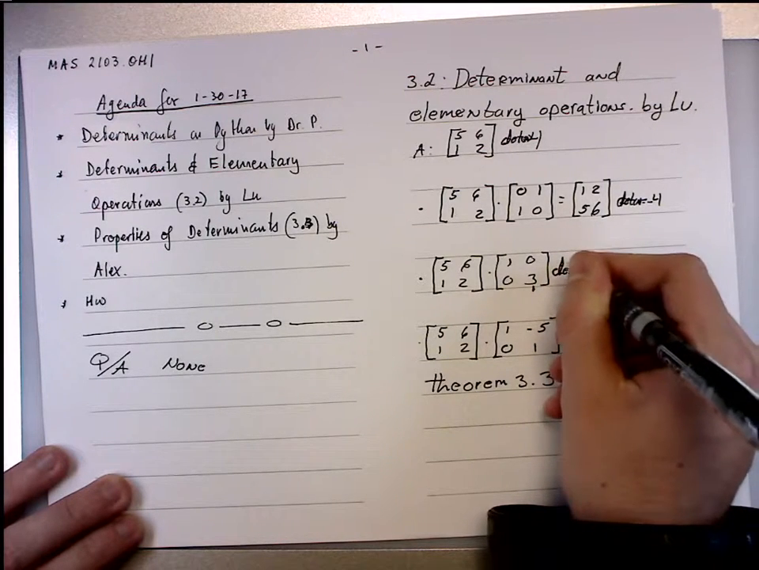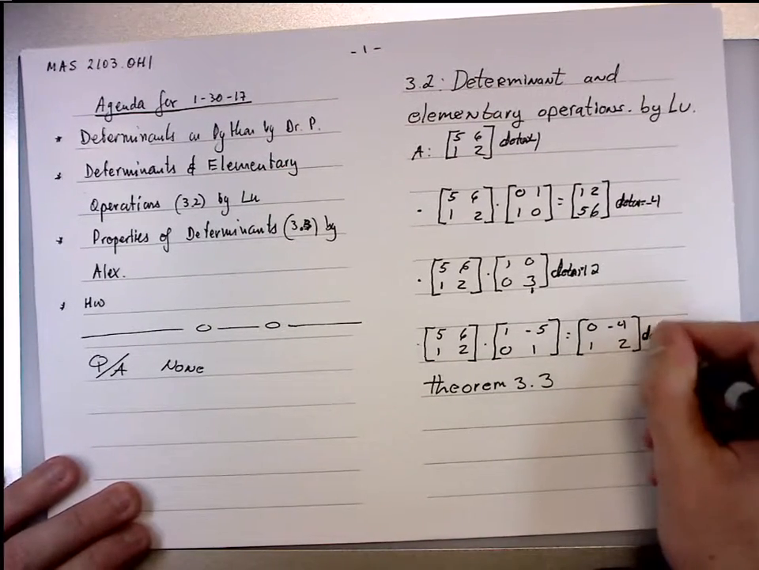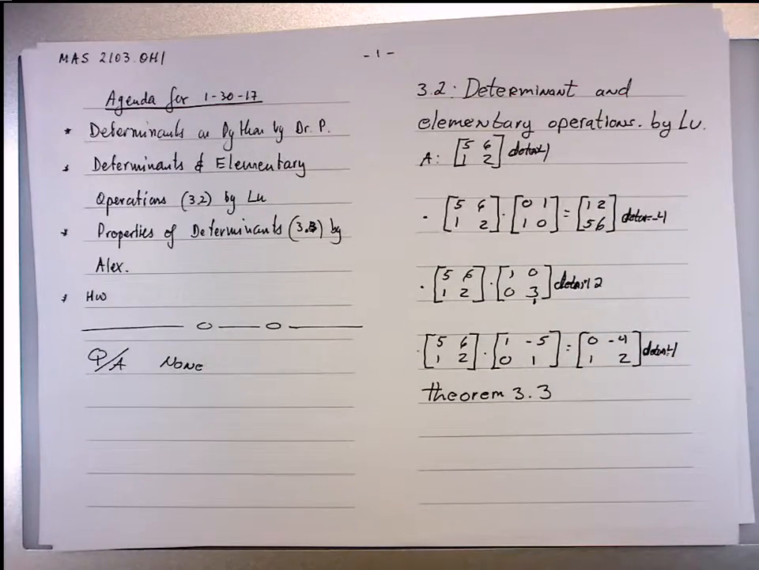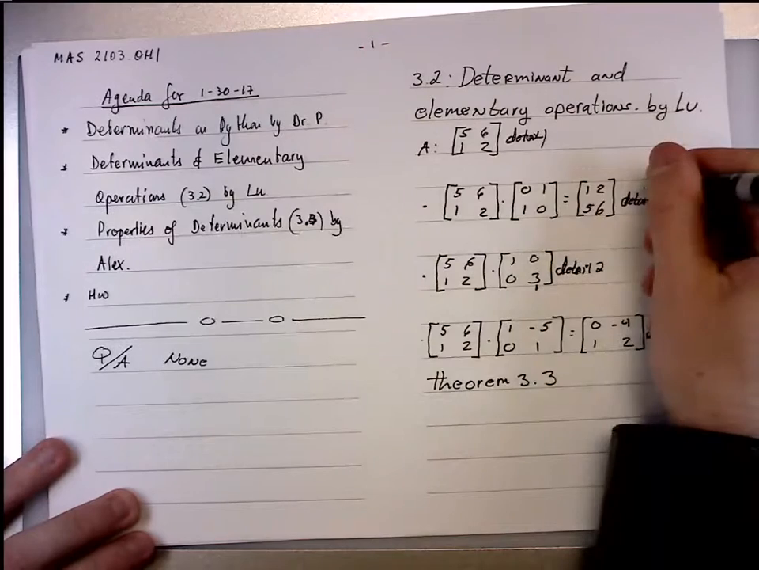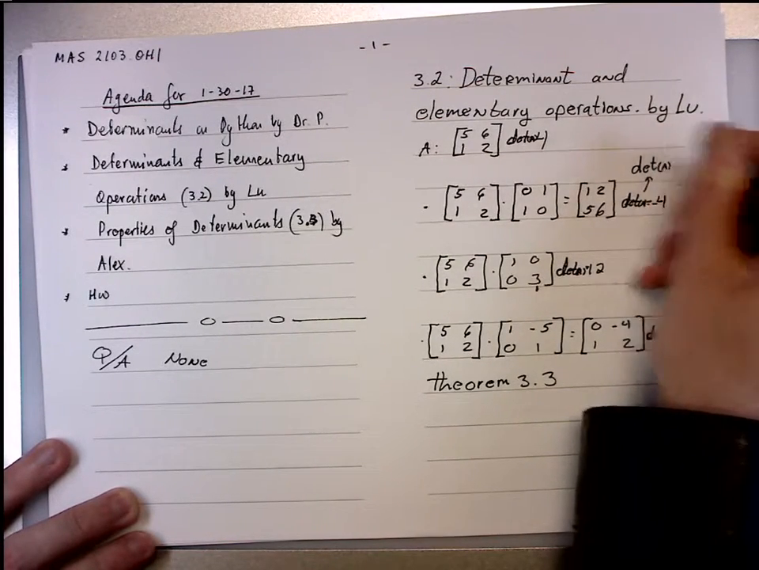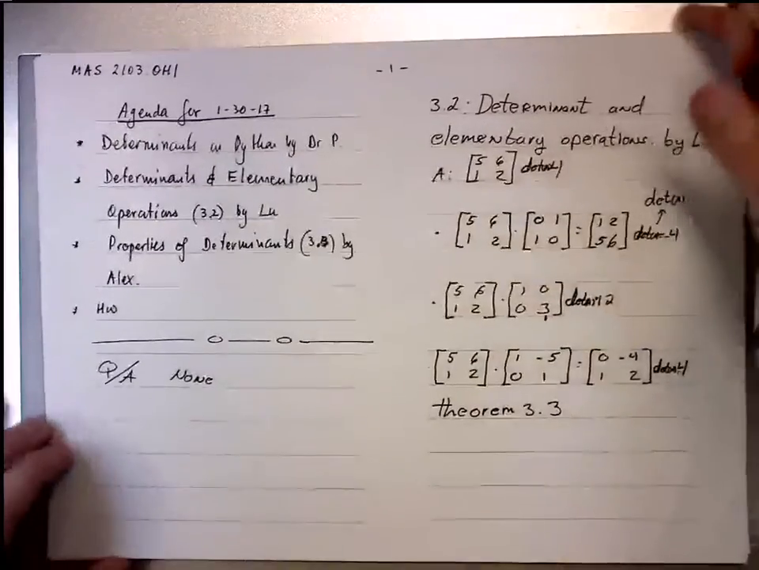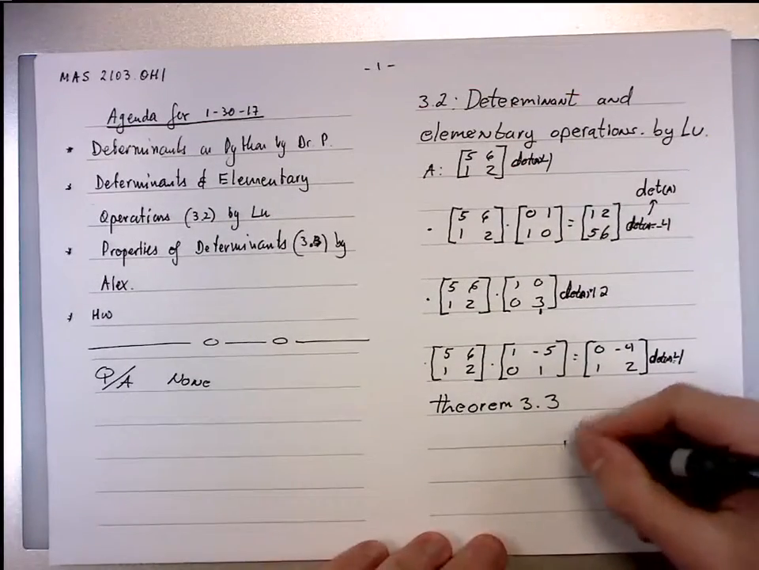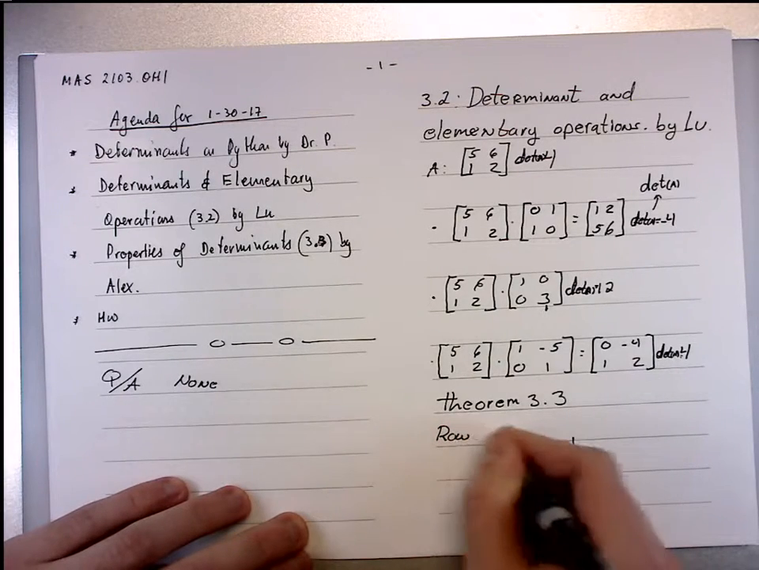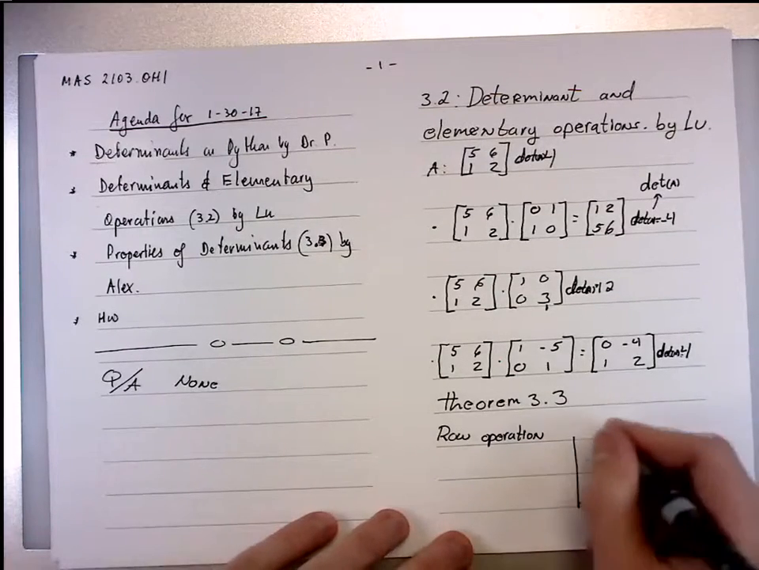This is how the book actually wrote it: determinant of A is equal to 12. So determinant of A is going to be equal to 4. That's how the book writes it, and that's the notation the book uses. Now, the theorem goes like this. We have the row operation, and we have the effect.